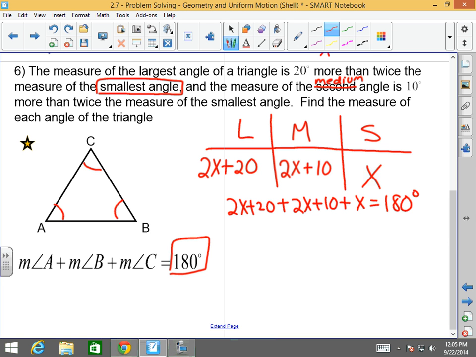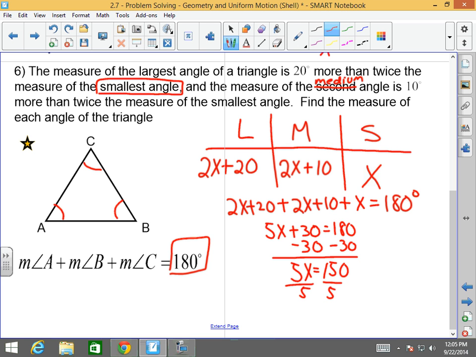Now just solve. 2x plus 2x plus x is 5x. 20 plus 10 is 30. And that equals 180. Subtract 30 from both sides. 5x equals 150. Divide by 5 on both sides. X equals 30 degrees. So my small angle is x, which is 30 degrees.